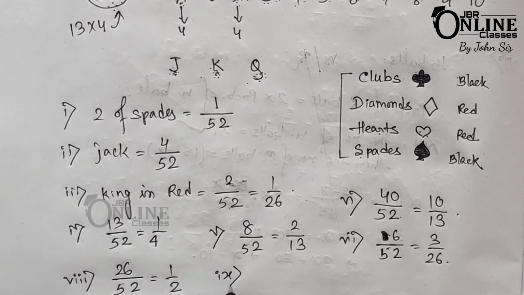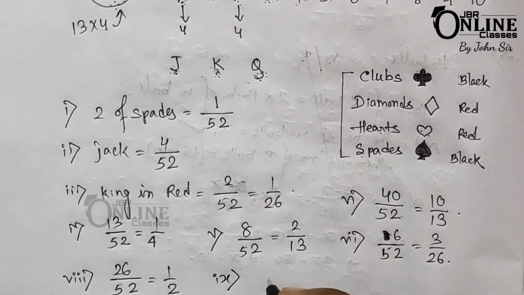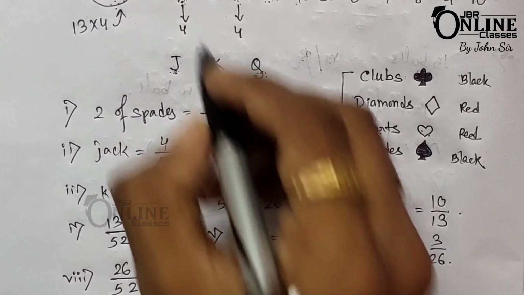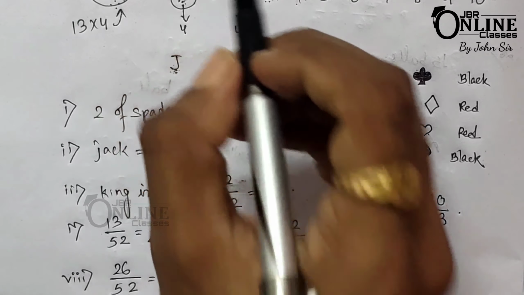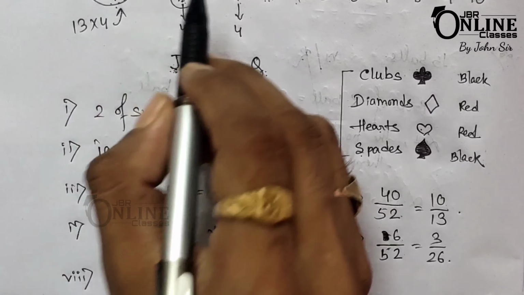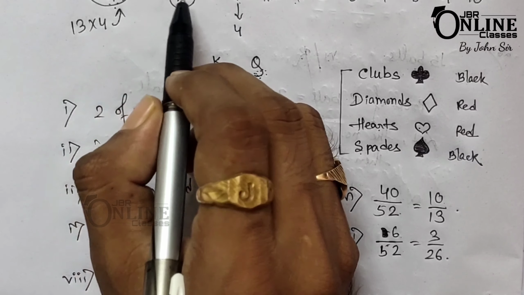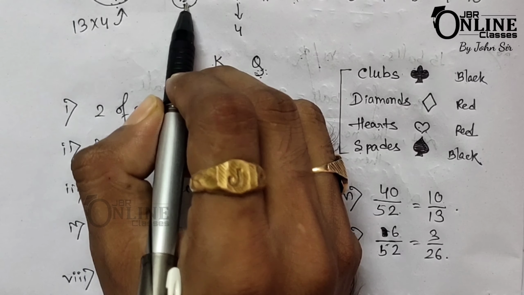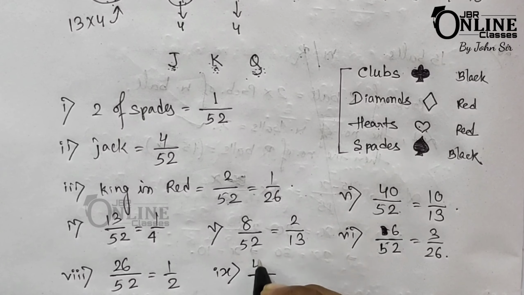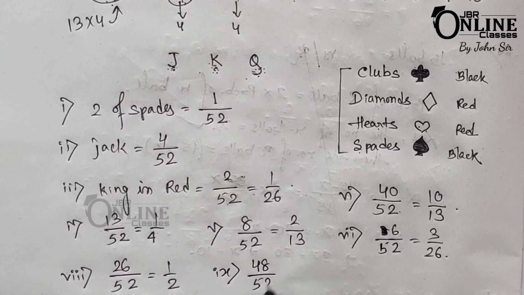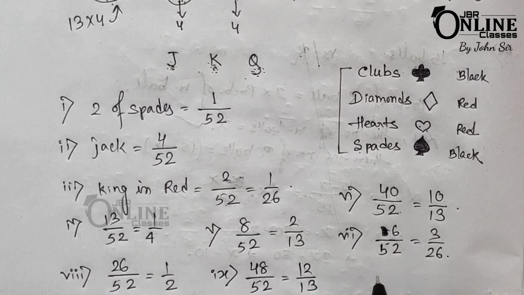Now next, number 9. You have to find out the probability of a non-ace card. Ace means A. Now for non-ace cards, the total number of cards equals 52, and there are 4 ace cards. So non-ace means 52 minus 4, and that equals 48. So the probability of a non-ace card equals 48 by 52, and that equals 12 by 13.